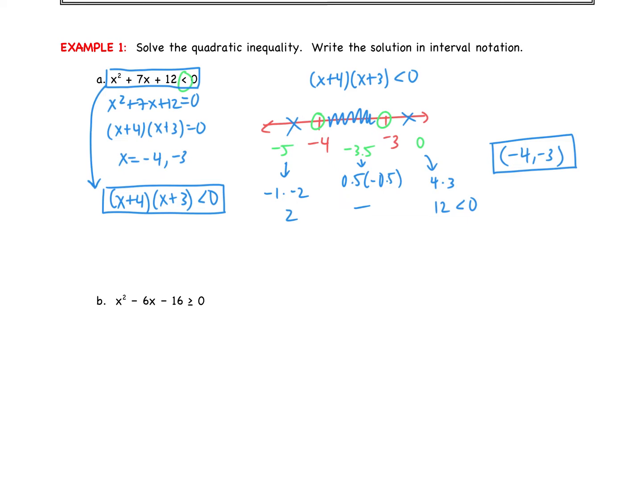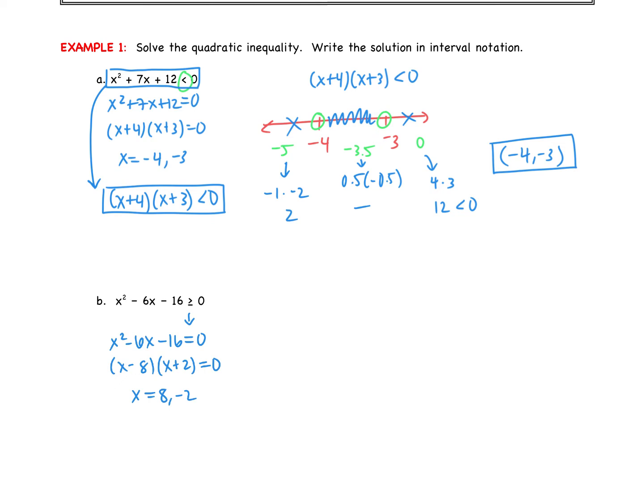Okay, let's try one more with b. Again, first thing that you're going to do, change this to an equal sign. So we get x squared minus 6x minus 16 equals 0. Okay, so if we're factoring, we're looking for two numbers that multiply to negative 16 and add to negative 6. That is negative 8 and positive 2. So that gives us then the numbers 8 and negative 2.